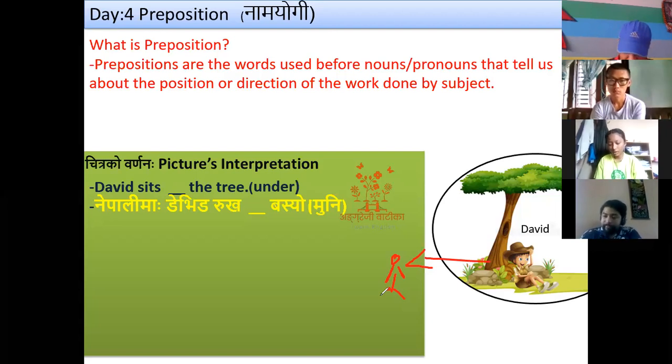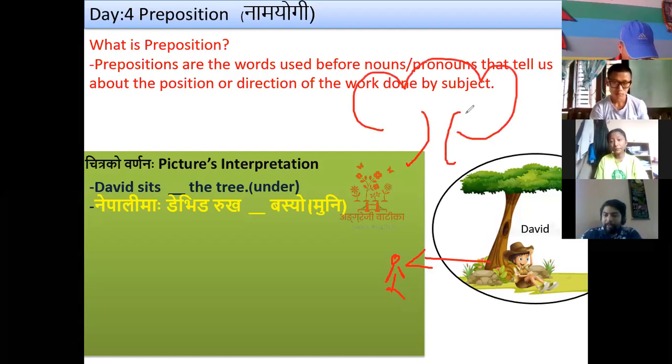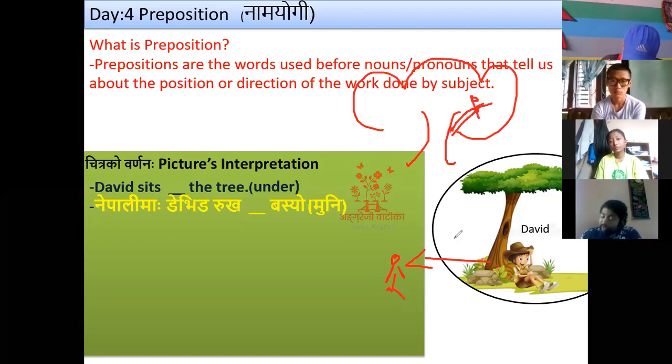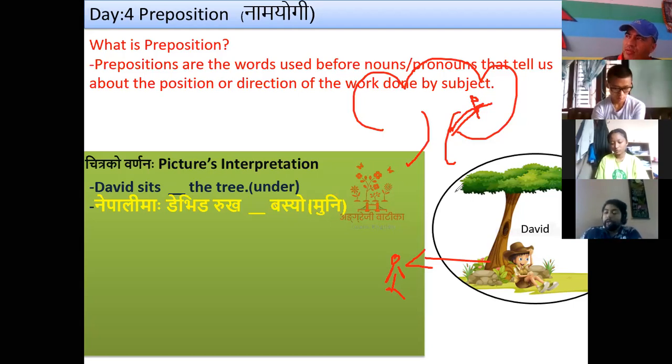So suppose there is a tree, and on the tree there is a branch, and if David were sitting here, what would it be? David is sitting under the tree? No, David is sitting on the tree, on the branches. So see, the action of sitting alone can be done in so many ways in terms of position and direction. Sometimes he could be sitting beside the tree, near the tree, sometimes he could be sitting on the tree, and sometimes he could be sitting under the tree, as mentioned in the picture.